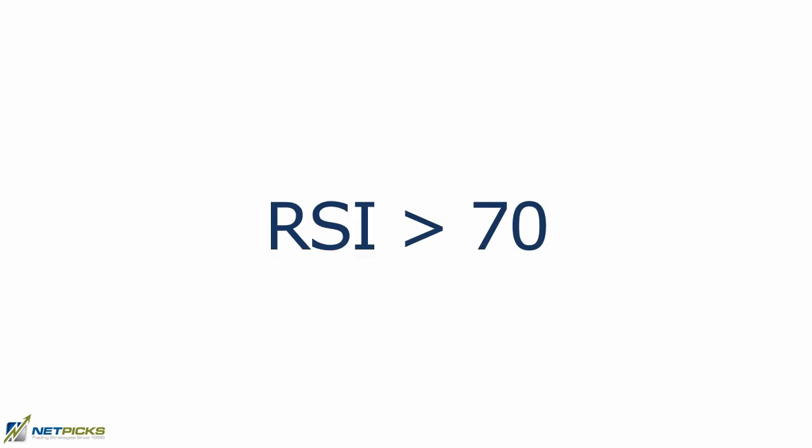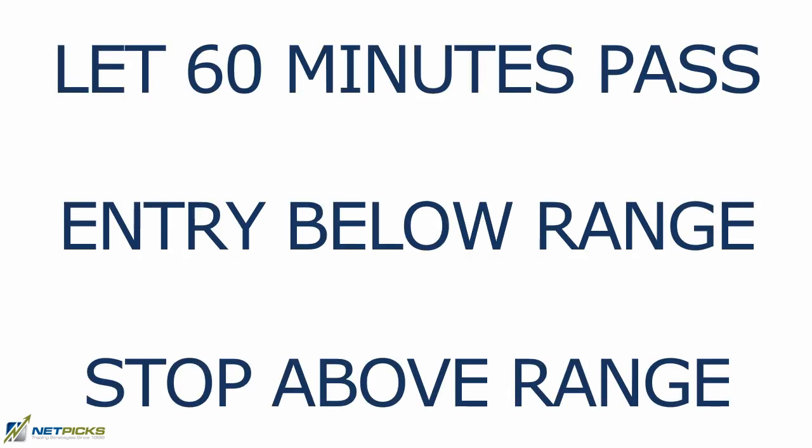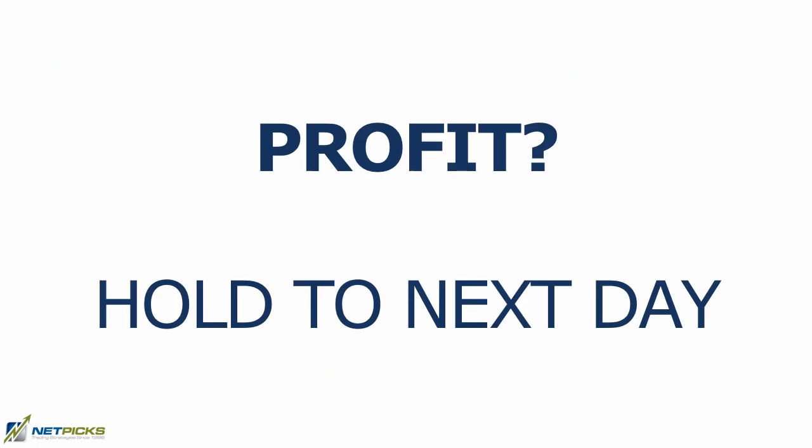So the rules for sells are just the opposite of the buys. At the close of the market, RSI has to be above 70, and that indicates, at least temporarily, the market's overbought. When the market opens the next day, our strategy puts us on alert for a sell day. You want to allow the first hour of trading to play out. Your sell stop will go below the price range that was made in the first hour. Your exit will be above the range, your stop. If you're in profit for the day, you hold to the next day. On the next day, you're going to exit if price is going against you, or if price is trending, you close by the end of the day.